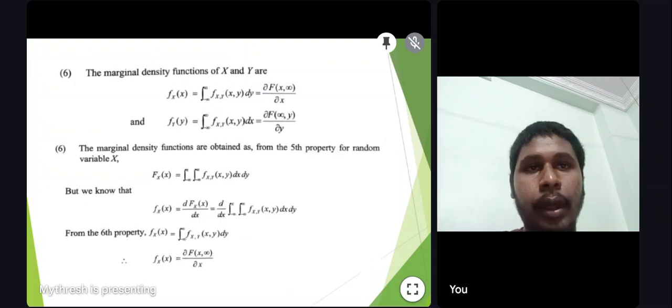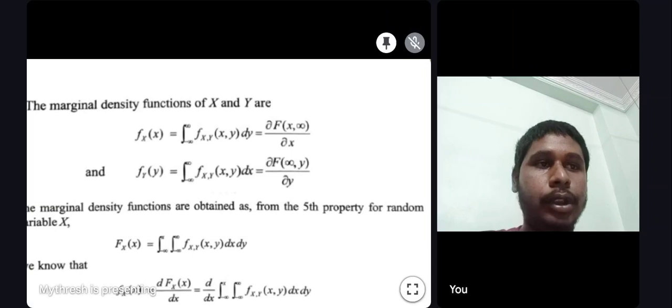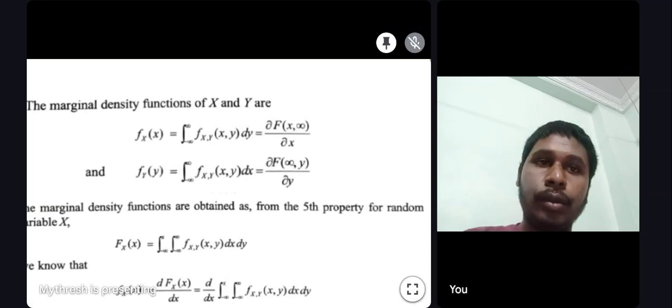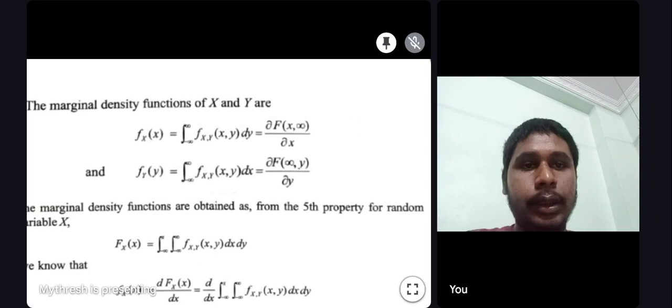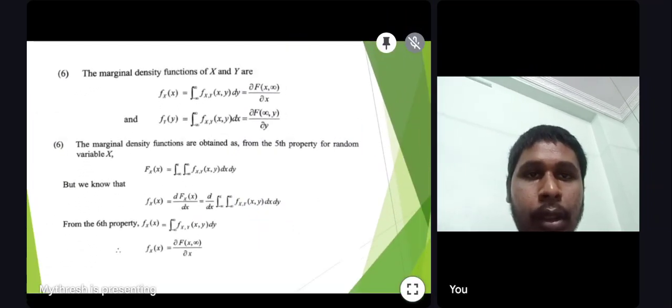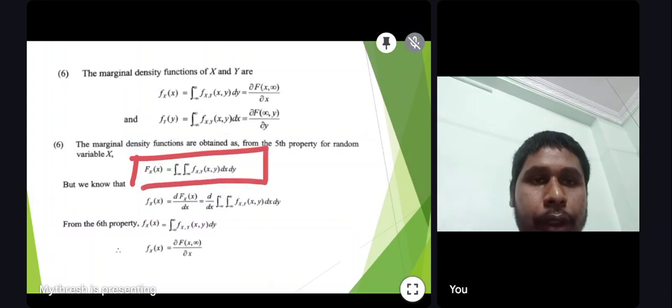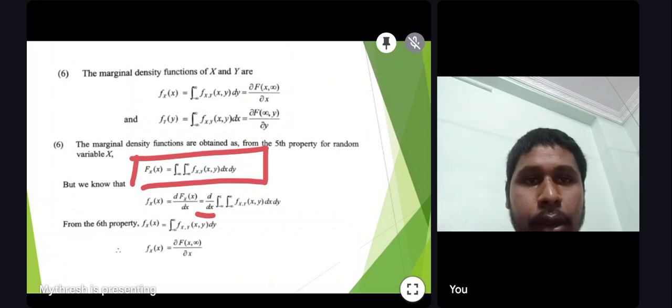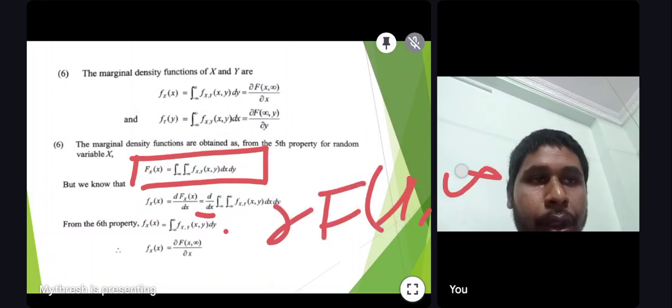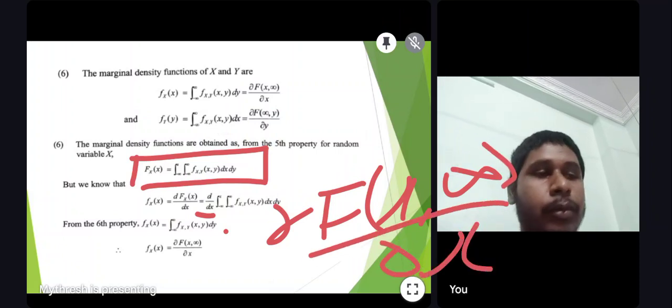So let us proceed forward to the marginal density function of x, y. Previously we saw the marginal distribution function, now we will see the marginal density function. So how will we get it? Simply we have to calculate the marginal distribution function and differentiate it. So let us see the fifth property. Let us consider a marginal distribution function and differentiate it with respect to x to get the marginal density function, and we will get the derivative like this. If we differentiate, we will get the partial derivative of f(x, y) with infinity as the integral limit and x. Henceforth we will get the marginal density function.